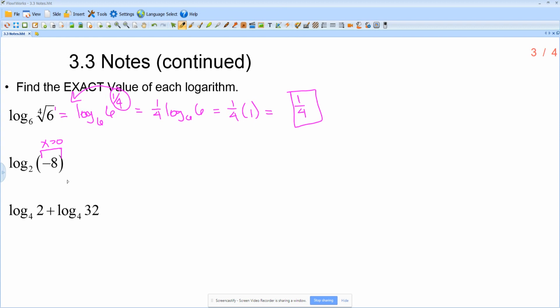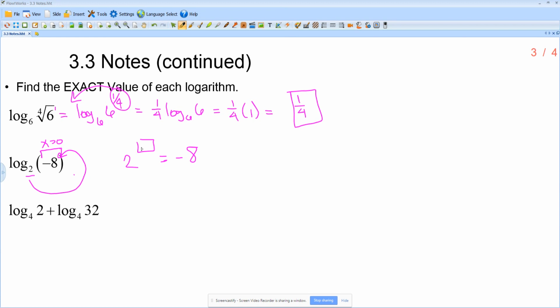That is not greater than 0. So it's not in my domain and it does not exist. And if you think about that circular motion, I just said we weren't going to, but let's take a step back. We're going to think about it. 2 to some power gives me -8. There is no power on 2 that would give me -8.